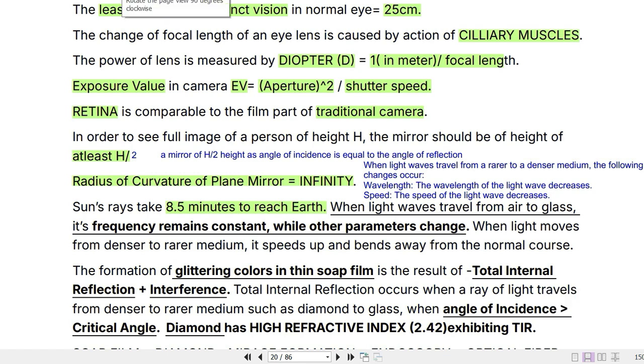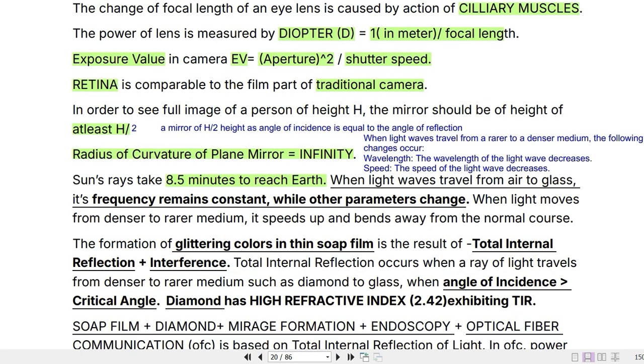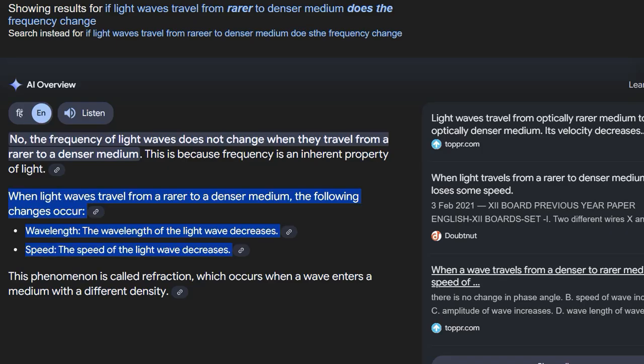Let's reread that. Sun's rays take about 8.5 minutes to reach Earth. When light waves travel from air to glass, that's from a rarer medium to denser medium, the frequency remains constant while other parameters change. When light moves from denser to rarer medium, it speeds up and bends away from the normal. The formation of glittering colors in soap film is the result of total internal reflection, plus another phenomenon at play called interference. So not only total internal reflection but also interference is why we see glittering colors coming out of the soap film. Now let's find out what is meant by interference.